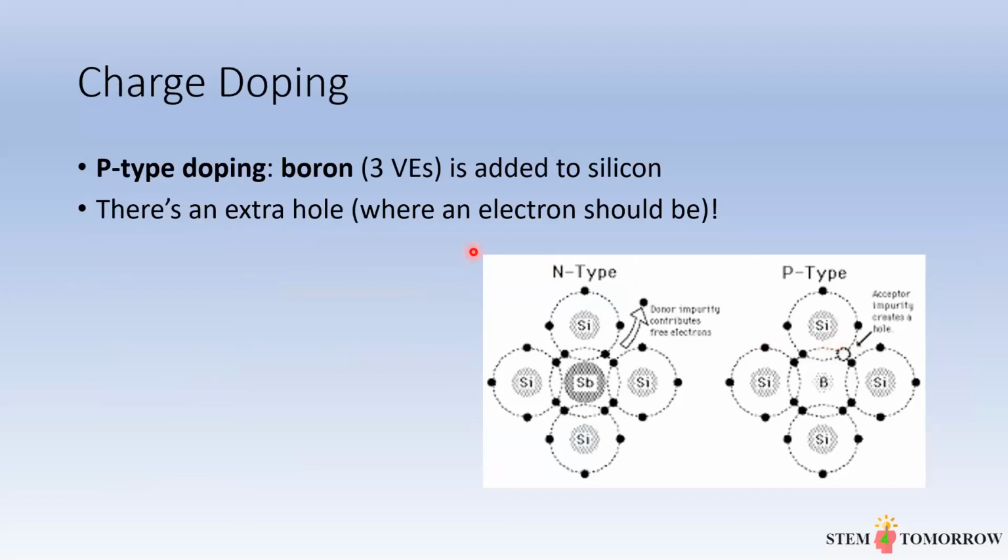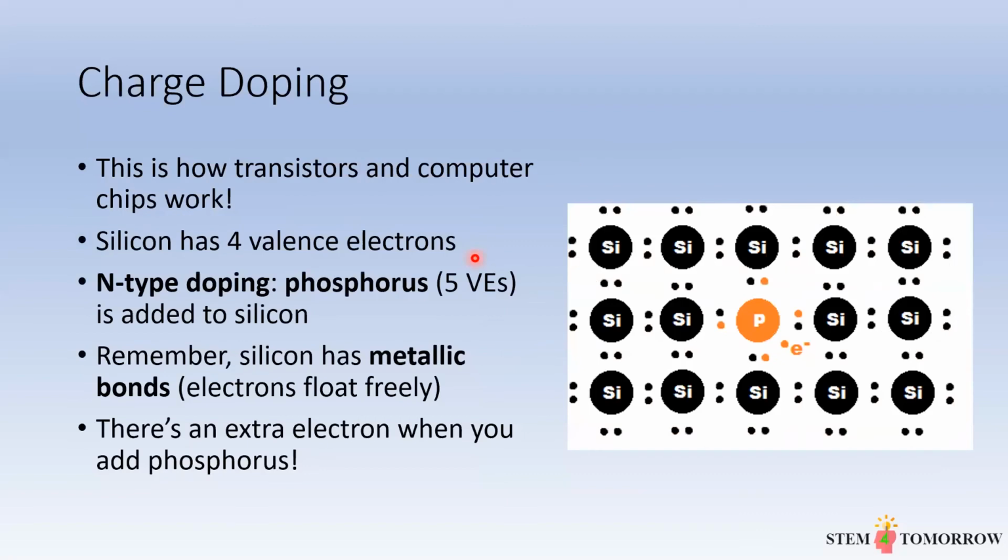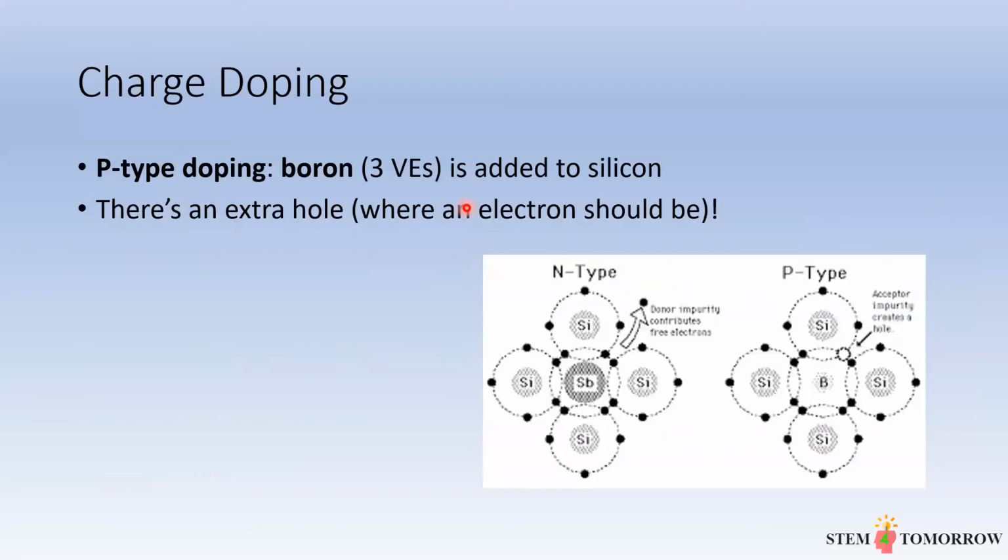Does that make sense? So these two types of doping, N-type and P-type, have everything to do with how transistors work and how you can create bits with zeros and ones in computers. Okay. Yeah. So N-type doping and P-type doping. Are there any questions so far?